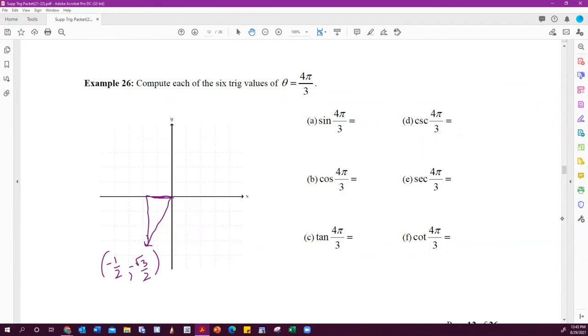And so knowing the coordinates of the point on the unit circle located at 4 pi over 3 allows me to come straight over here and just say, well, the sine is negative rad 3 over 2. The cosine is negative 1/2. Take the ratio. Reciprocal, reciprocal, and reciprocal. And that completes those 6 values of that special angle.